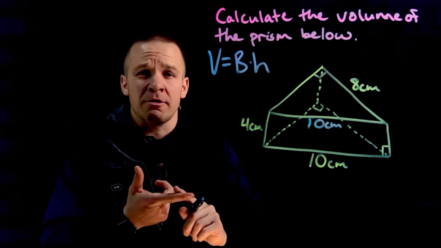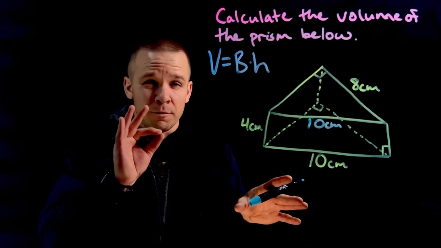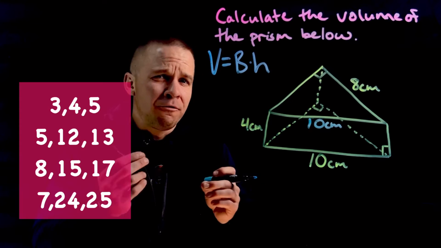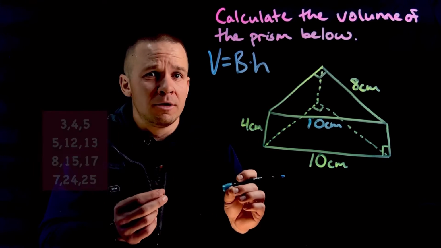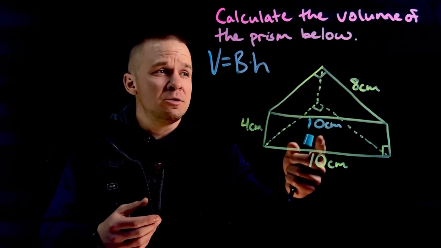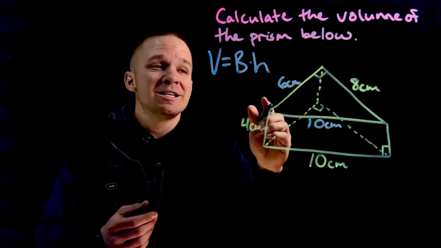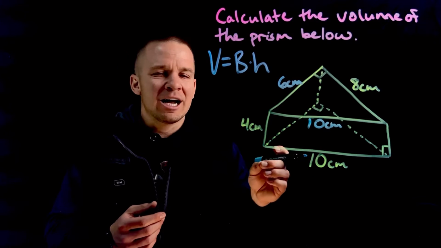Now I can either use Pythagorean theorem, write it out, or if I'm familiar with my triples, which I know and love my triples. This is a 3, 4, 5 triangle that's been multiplied by 2. 3 times 2 is 6. 4 times 2 is 8. 5 times 2 is 10, right? So this is going to be a 6 centimeter side length right here. Dang, I got my dimensions now.